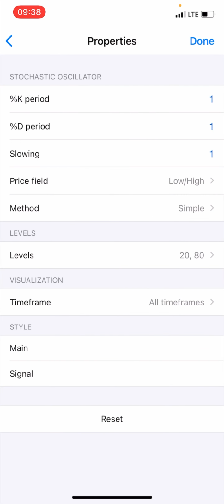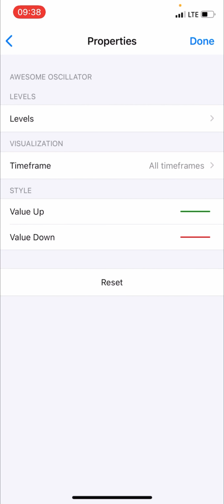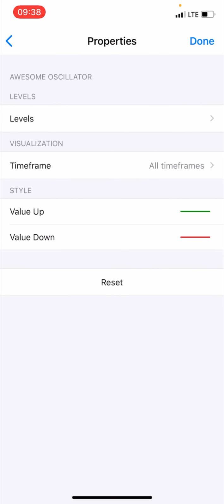Time frame, all time frames. The main and signal lines are going to be white. After that, the next one you'll be adding is the awesome oscillator, which will also go on the indicator window 1, and it's just the default you have to use. There are no levels here. All time frames, the value up green, value down red, but you can use any color, but we're using green and red because they're mostly the colors used in trading.